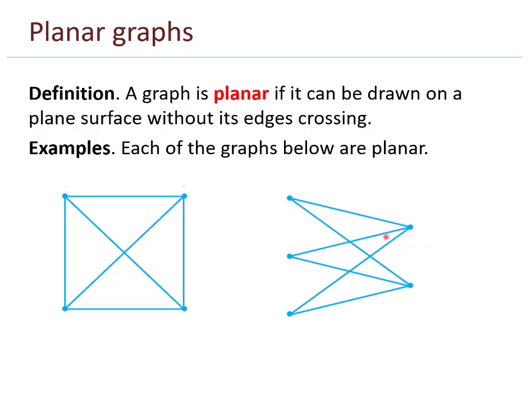Definition: a graph is planar if it can be drawn on a plane surface without its edges crossing. For example, each of the graphs below is planar. So it doesn't really look like they're planar, right? Because we definitely see some edges crossing. But the key idea is that if it can be drawn without the edges crossing, then we call the graph planar. Here I have a little demonstration to show how these 2 graphs can be drawn without edges crossing.